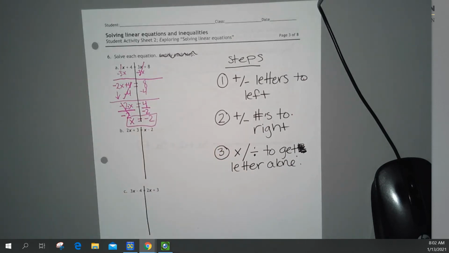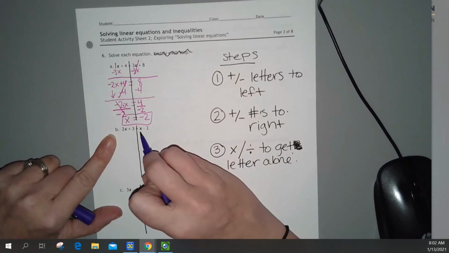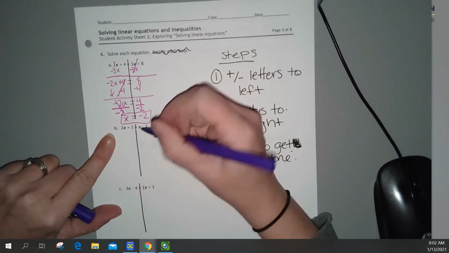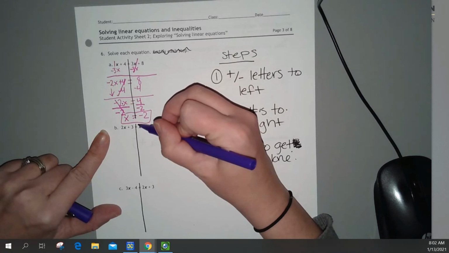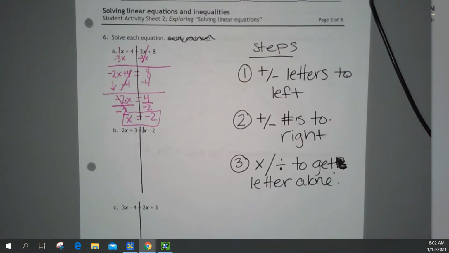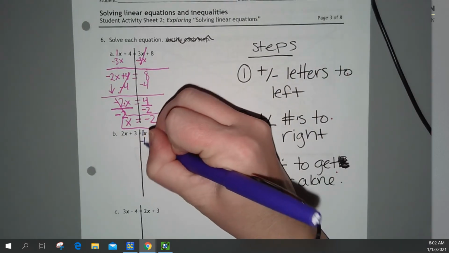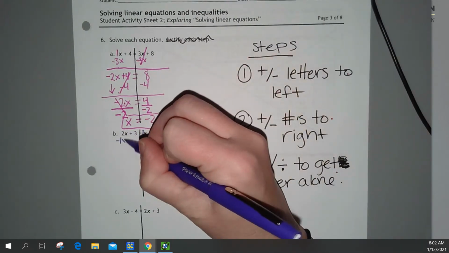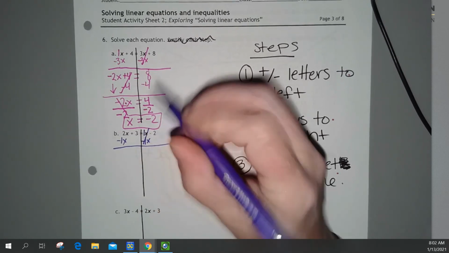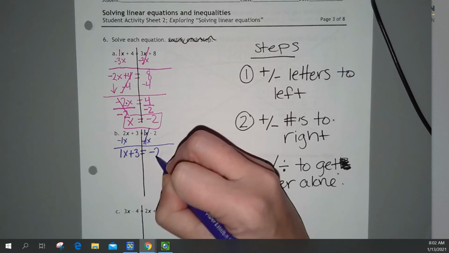Let's go ahead and look at letter B here. Step 1, plus or minus our letters to the left. So my letter that has to move to the left is this 1x. Remember, guys, if it's single, then you got to put a 1 with it. Okay, so I need to move that 1x because it's positive. I'm going to subtract it. That cancels. I'm left with 1x plus 3 equals negative 2.